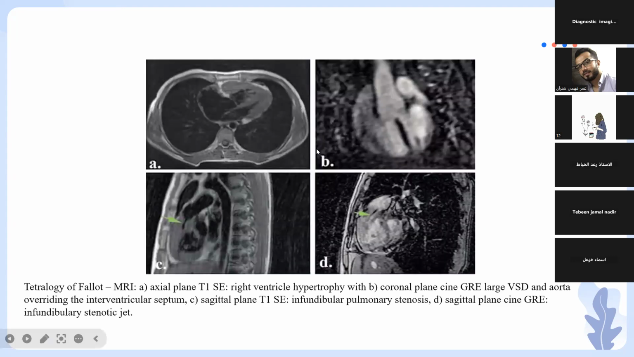This cardiac MRI shows right ventricular hypertrophy, ventricular septal defect, overriding of the aorta, and pulmonary artery stenosis. And this is an infundibular jet, a stenotic jet, which shows as a signal void in gradient echo sequence.